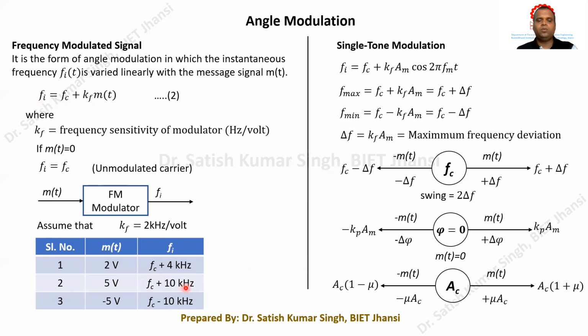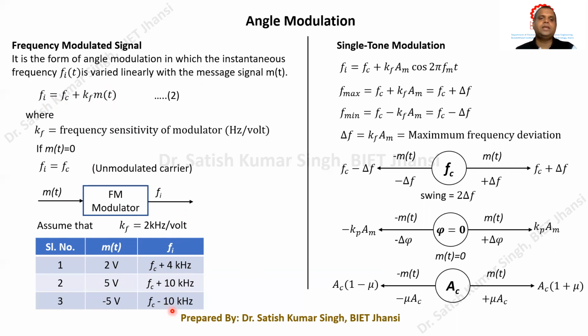So you can observe that when the magnitude is increasing, at 2 volts there was a change of frequency by 4 kilohertz, and at 5 volts the change was 10 kilohertz. Similarly, when m(t) takes a negative value, say minus 5 volts, the output instantaneous frequency will be fc minus 10 kilohertz. I hope you are able to follow what we mean by frequency modulation.